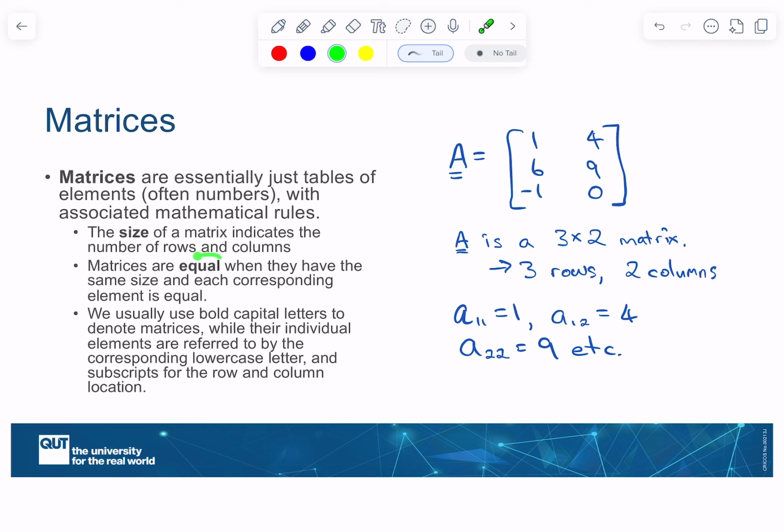We can have equality of matrices, and matrices are equal when they have the same size. So they must be identical in size, the same number of rows and the same number of columns. And once you've got that, they also need to have exactly corresponding elements. So each of the elements must be exactly the same across the two matrices. So the first row, first column in one matrix must be the same as the first row, first column in the other matrix, and so on for all of the elements in order for them to be equal.